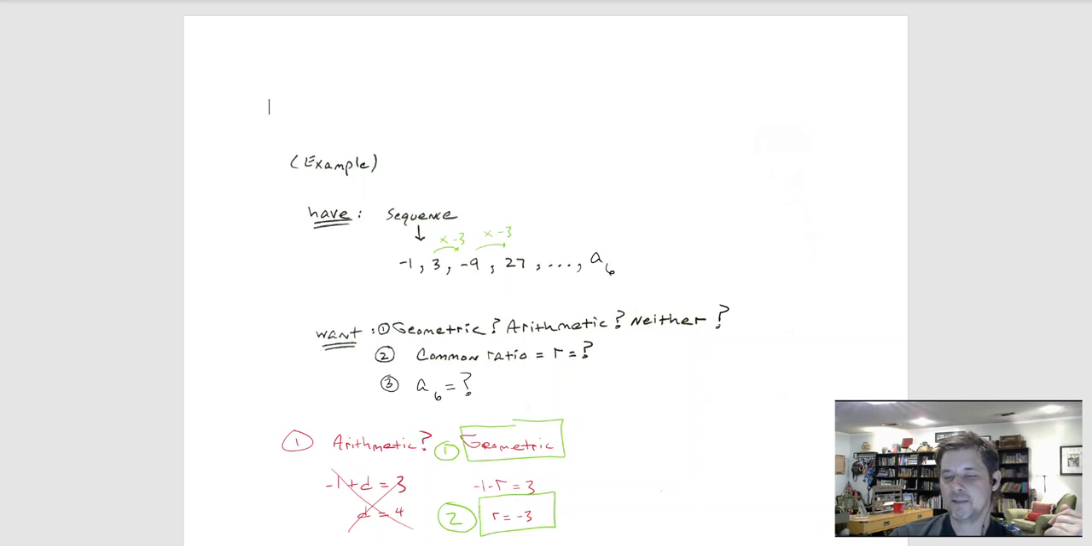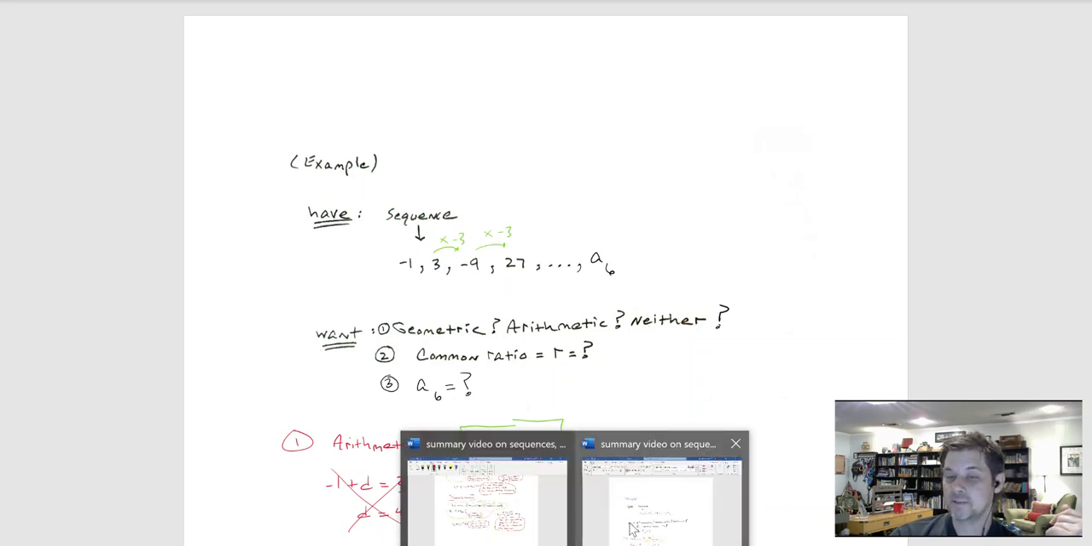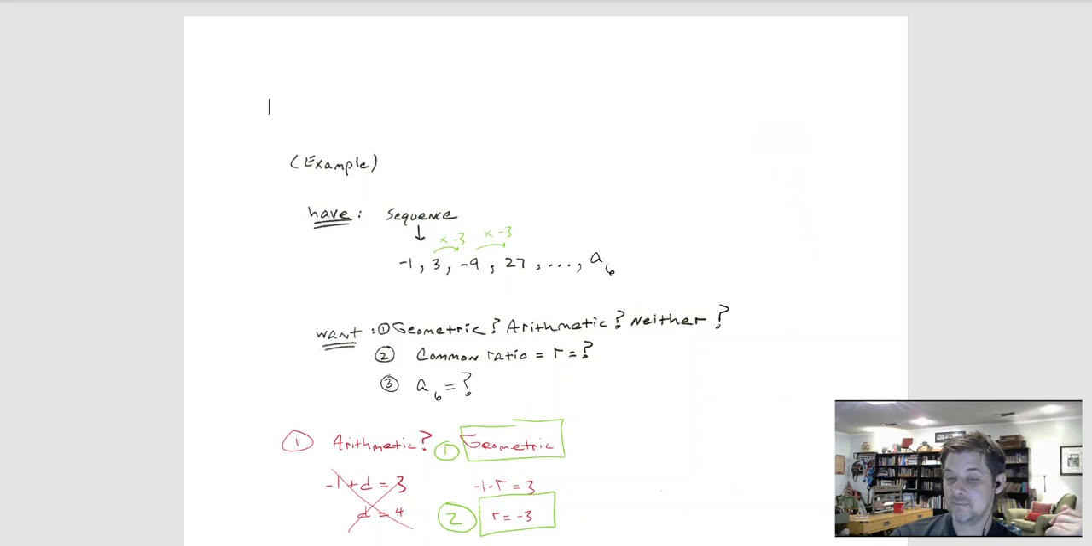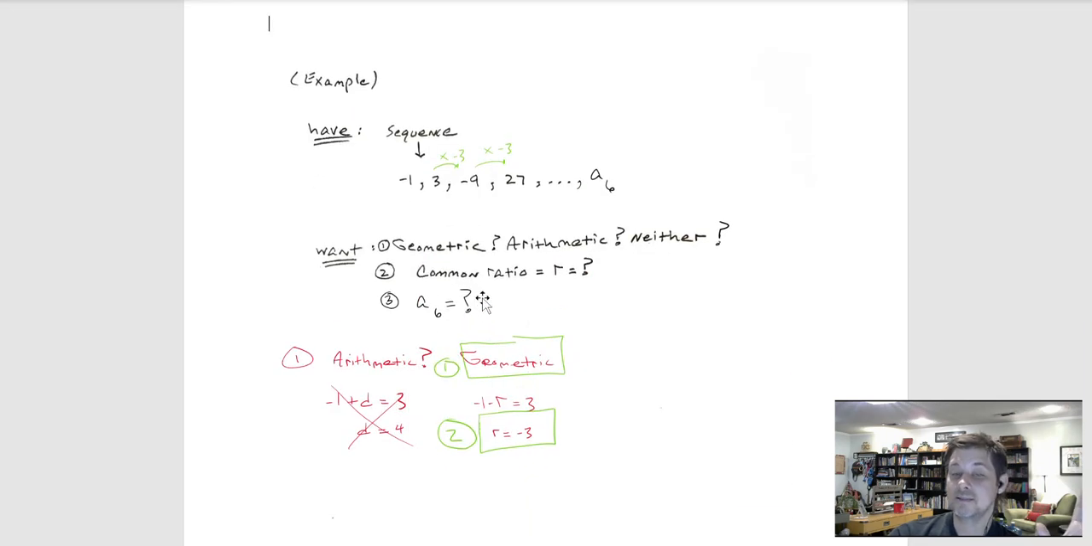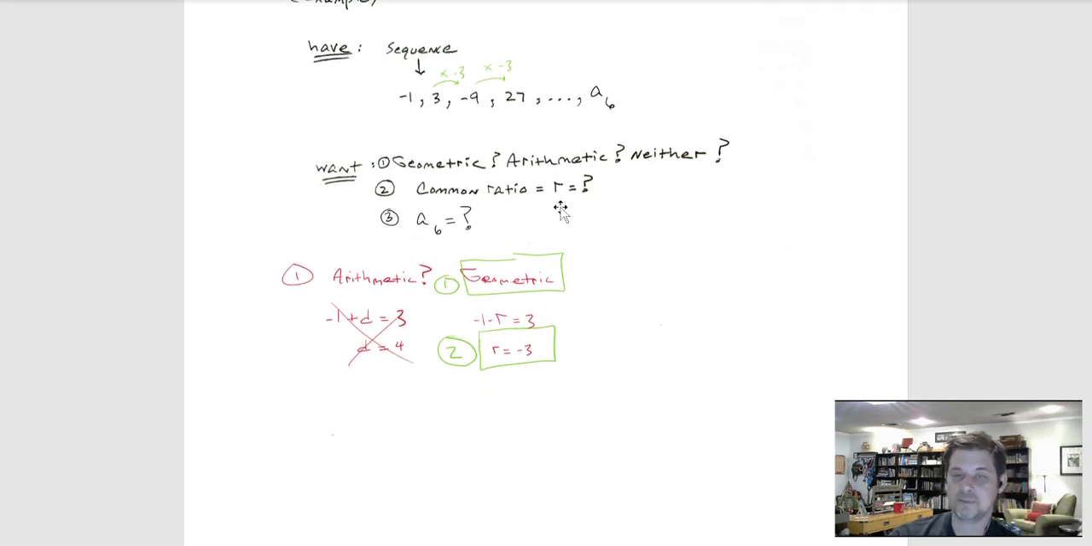Let's go back and see if there's a formula that will allow us to directly calculate the sixth term. Okay? So here I've got the definition of a geometric sequence, this formula that will calculate the sum of the first so many terms of a sequence, and this formula that will let us find any term we want. That's the one that would potentially let me calculate the sixth term directly. And when I say directly, I mean without having to write out all the numbers that came up to it. And I guess if that's the way you want to do it, there's nothing wrong with that, but it's not the way that I'm going to do it now.